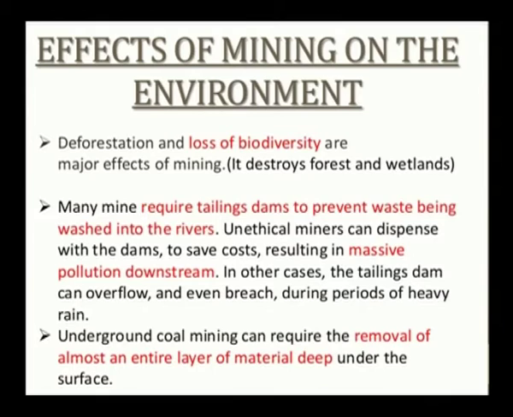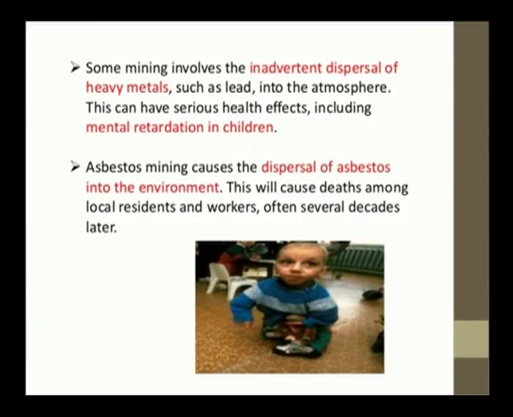Underground coal mining can require the removal of almost an entire layer of material deep under the surface. So, this leads to uneven deposition of soil and makes the land weak in that area. Some mining involves the inadvertent dispersal of heavy metals such as lead into the atmosphere. This can lead to serious health effects including mental retardation in children, and there are increased recorded cases among people who settle down near minefields, such as children of workers who are exposed to this dust in the air.